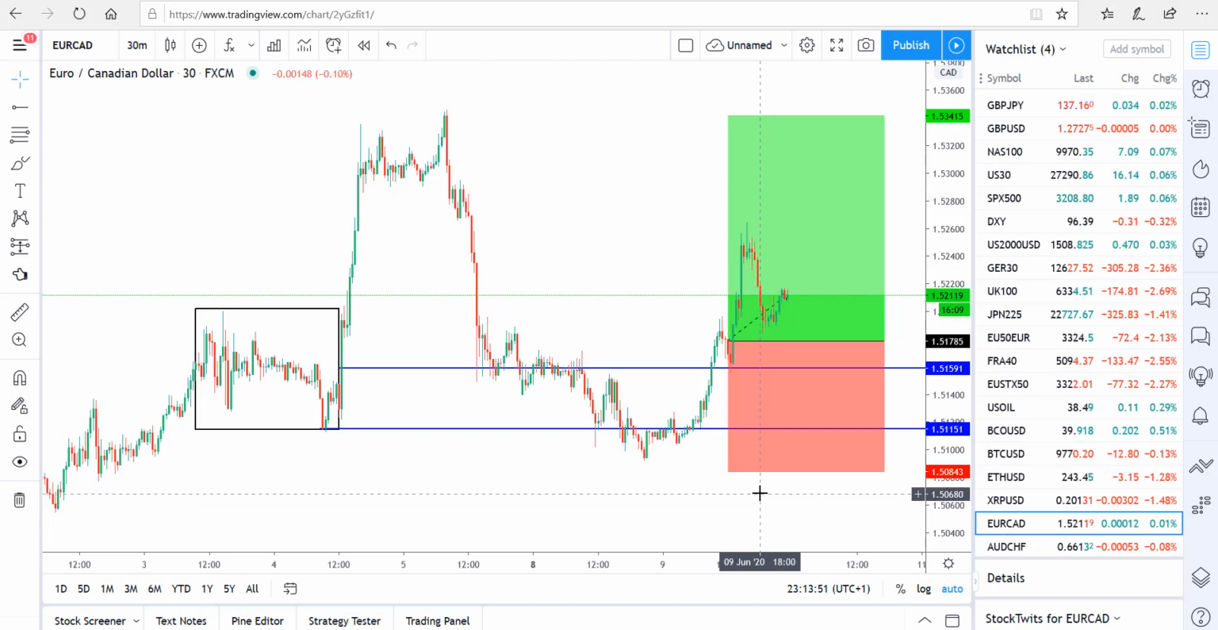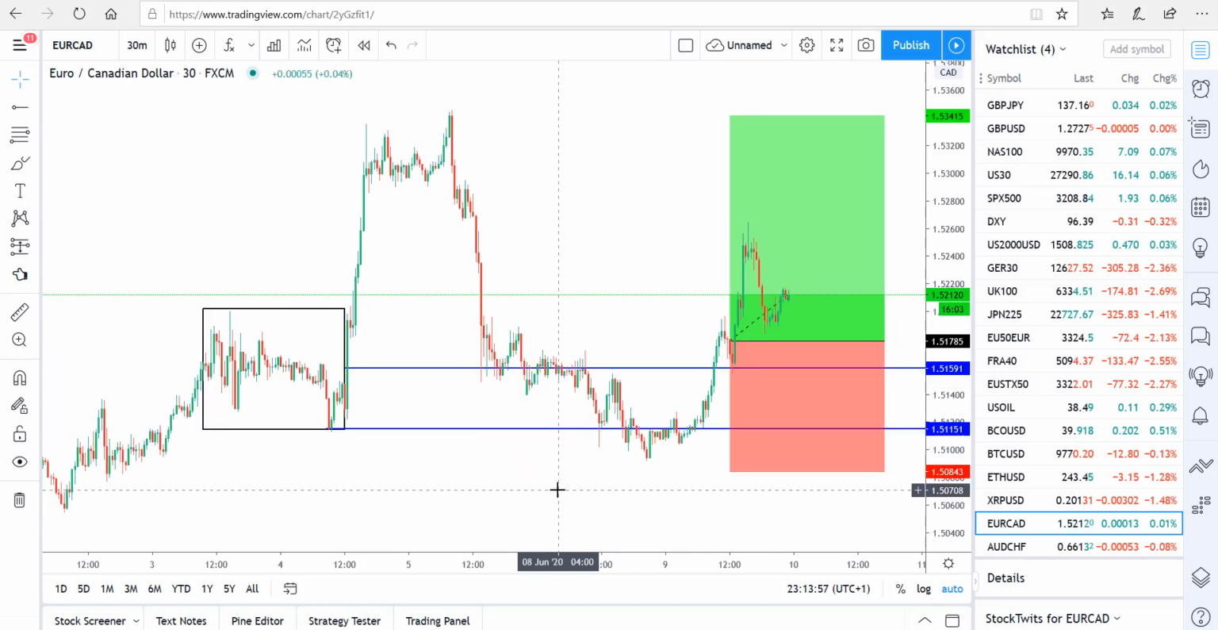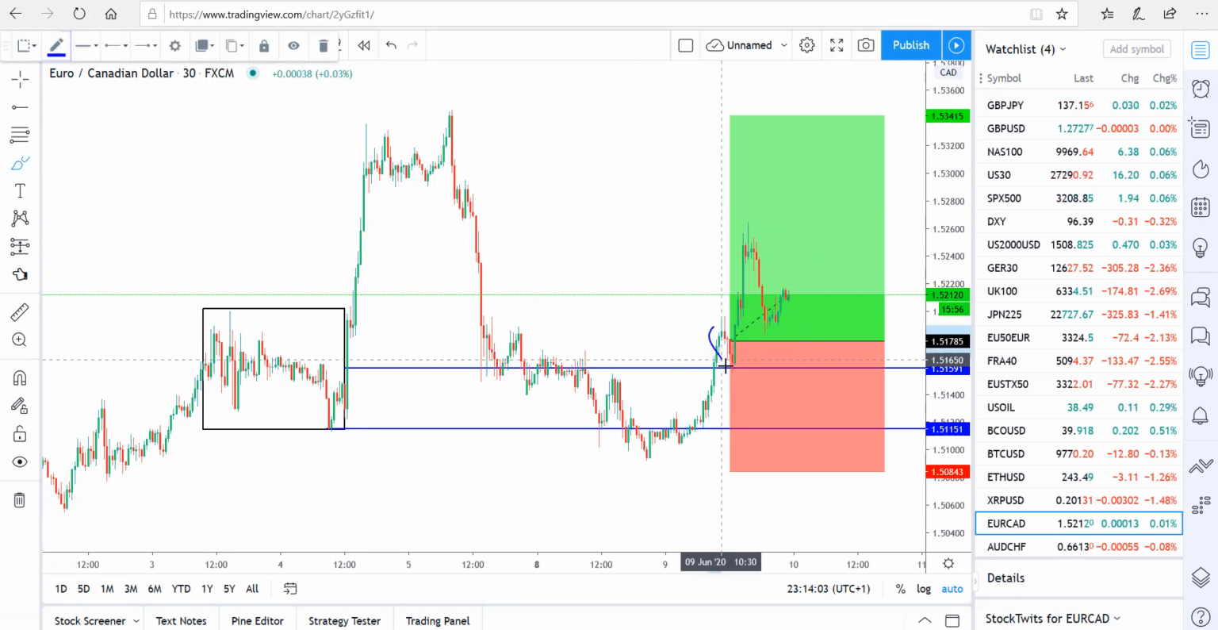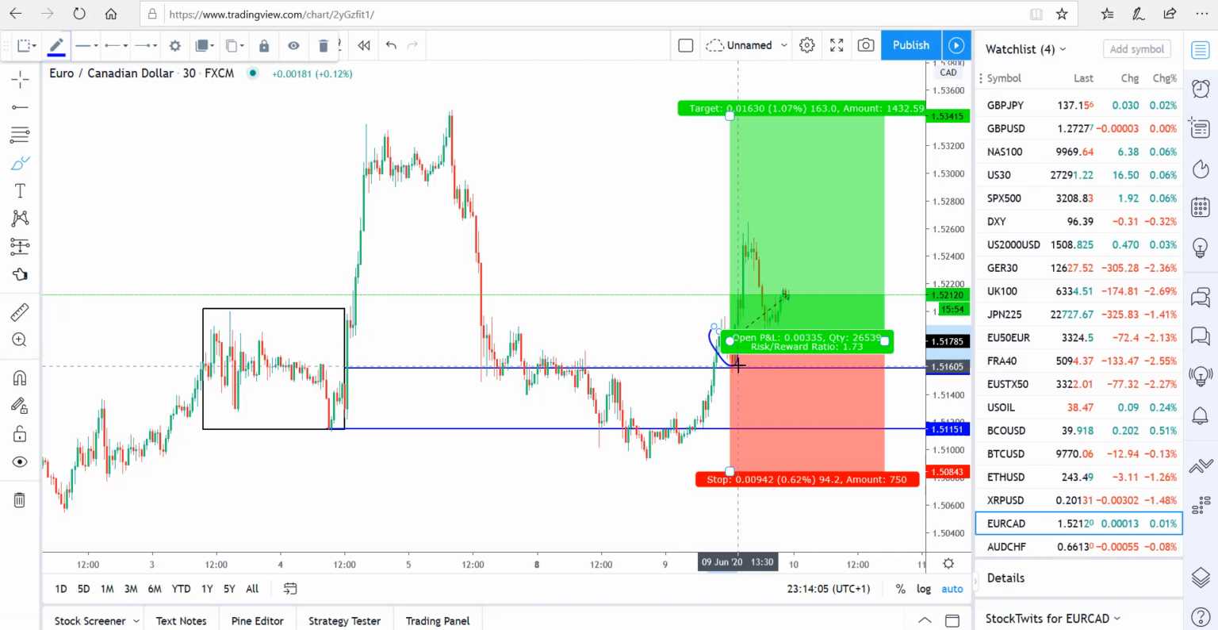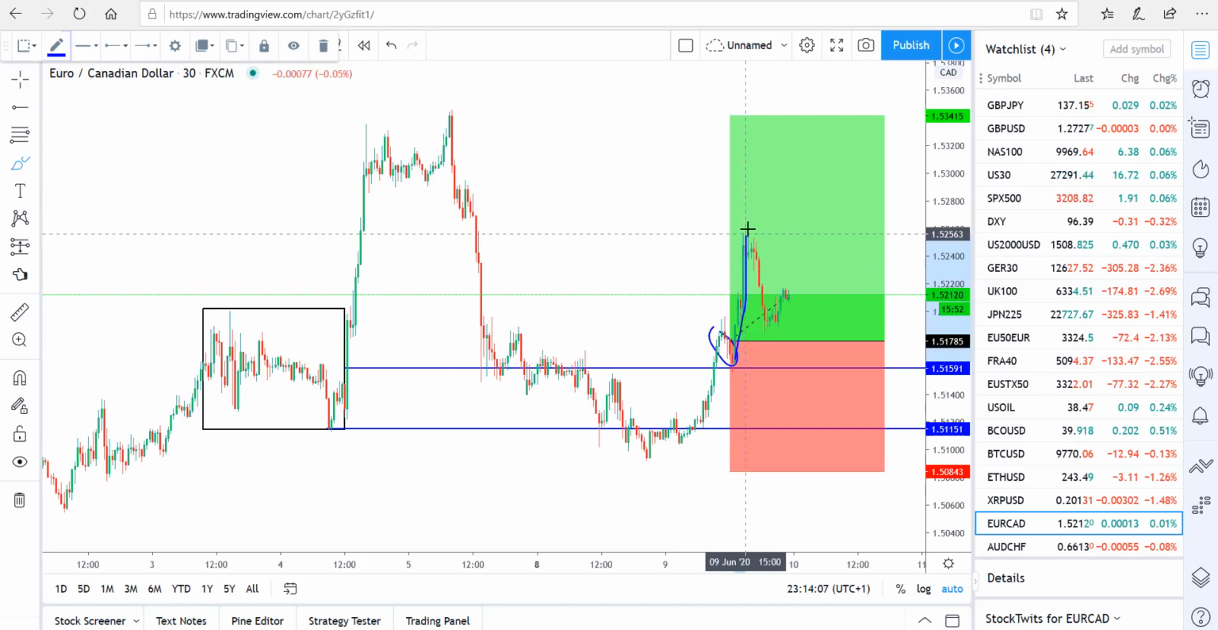Hello traders, welcome back. So just to give you an update on the trade, we can see the market is clearly starting to move in the direction that I predicted, and we got a minor correction here, and then the market went up, forming a temporary high. So it's now retracing back onto that previous structure.